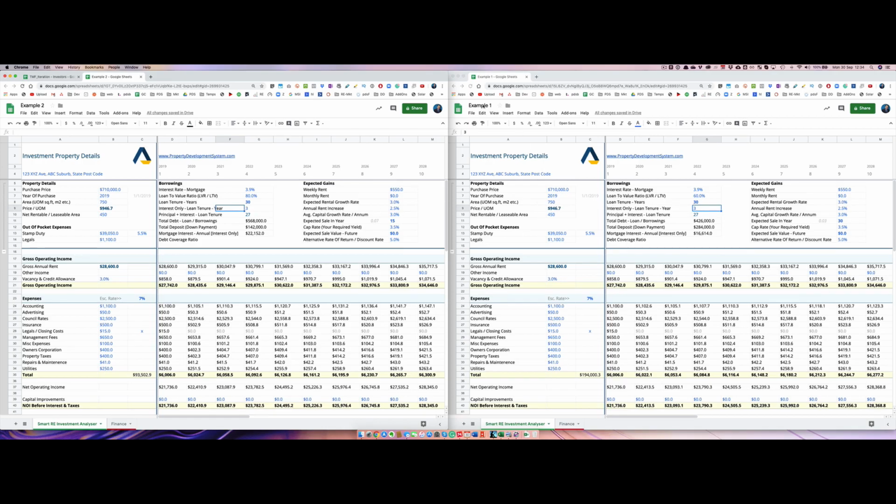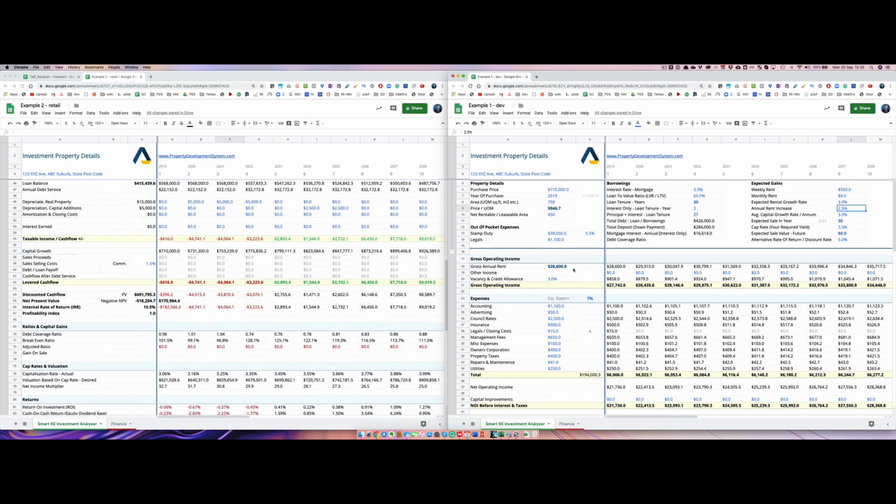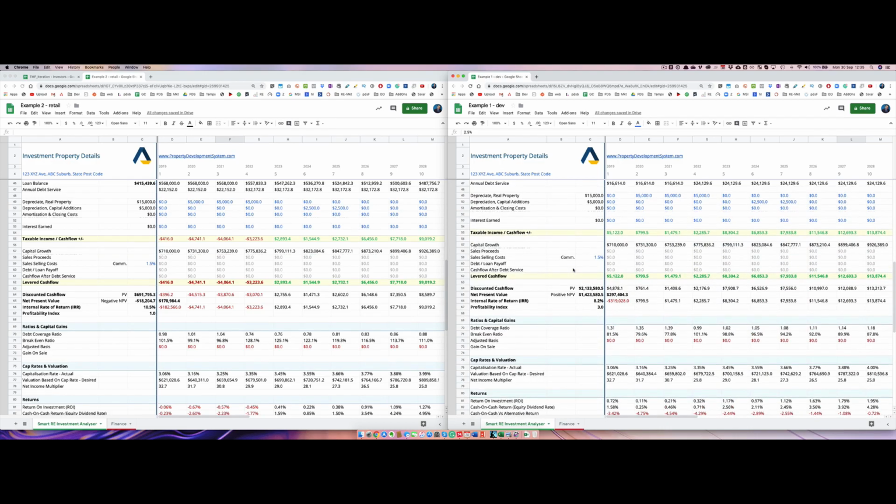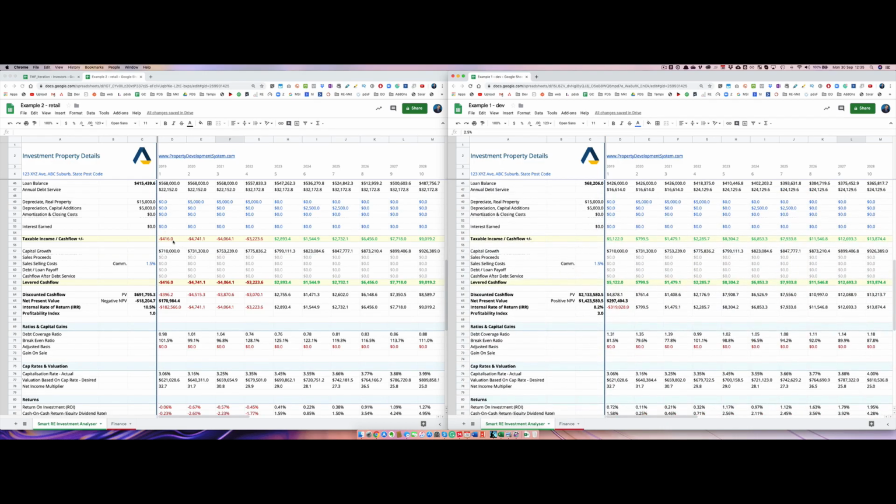on both of them. This is example one. We are doing the development over here, and here we are actually buying the property in retail, what's available. Everything else remains the same. The rent is $550. The expected rental growth is 3%. Annual rental increase is 2.5%. Everything else remains the same, but the main difference is when it actually hits right here, where it's not going to be cash flow positive for 4 years. That means you will be out of pocket a certain amount every year.